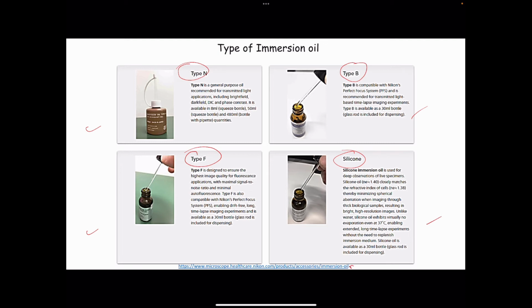If you go here, you can read in more detail how they suggest it to be used and applied, which we will also see briefly. When they say this is specifically for the Nikon objectives, what I think they are trying to say is that the refractive index and all the physiochemical properties are very much compatible with the lens material that Nikon is using in its high NA objective that I showed you.